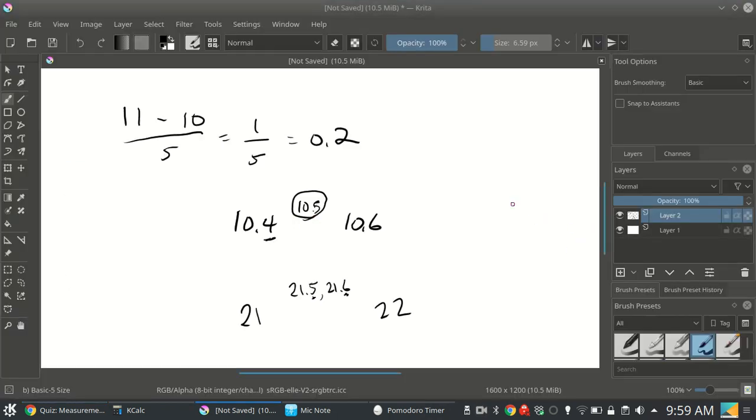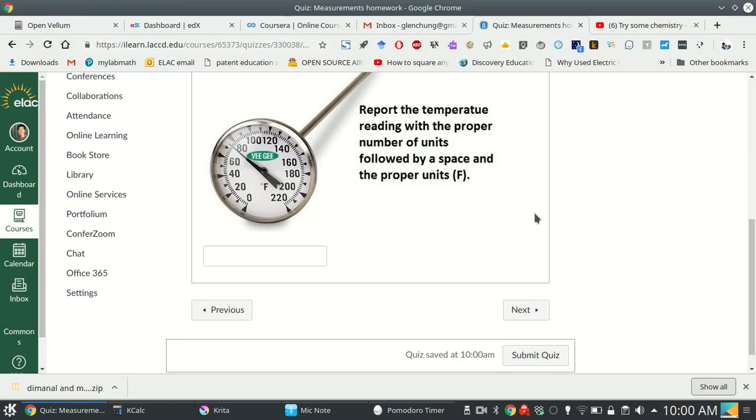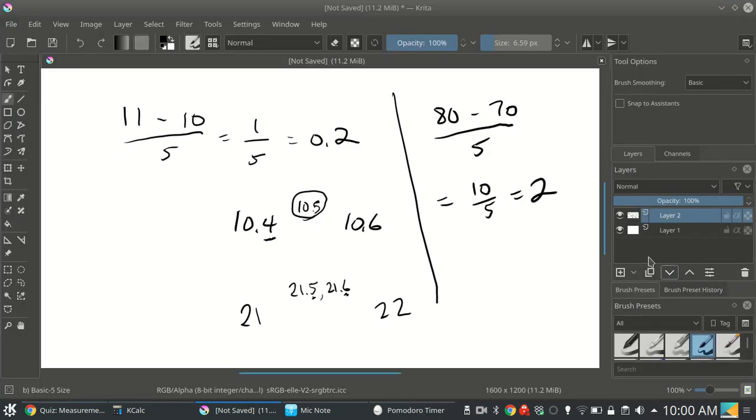All right, so let's do the math here. So between 70 and 80 there are 5 spaces. So that means 10 over 5. Each space is worth 2. 2 what? 2 degrees Fahrenheit. All right, so if each space is worth 2 degrees Fahrenheit, that means I cannot guess the next decimal place.